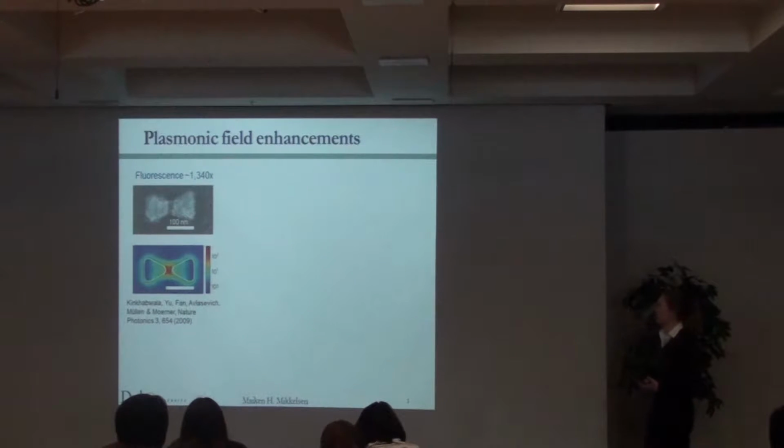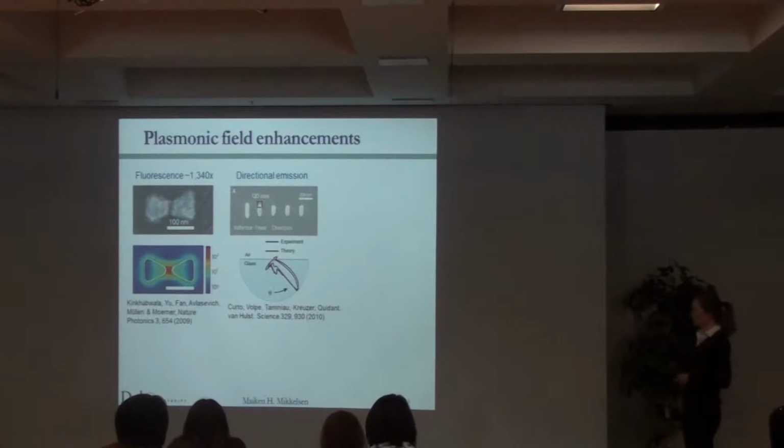So a lot of work has been done utilizing these plasmonic field enhancements for enhanced properties of emitters, such as creating fluorescence enhancements for Moerner's group, using bow tie nanoantennas and placing single molecules in the gap here, showing enhancements in the fluorescence of about 1300. We can also create directional emission, which was shown by Niek van Hulst's group, using this Yagi-Uda antenna, which can help you direct the emission into a desired direction.